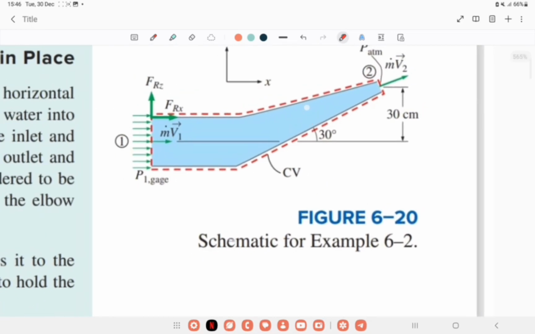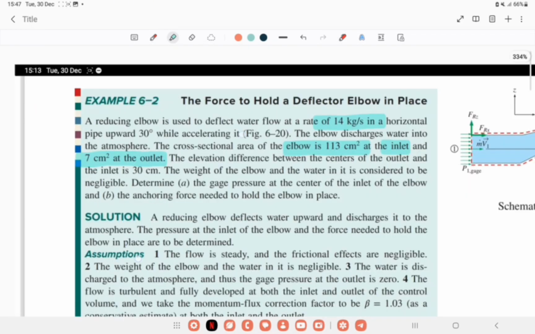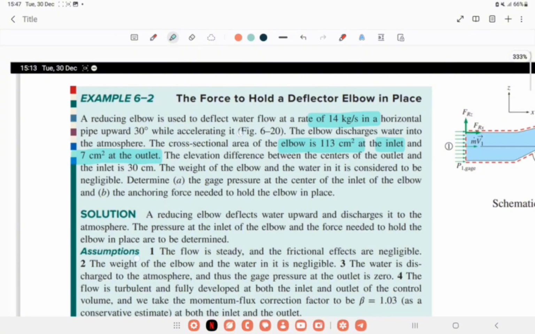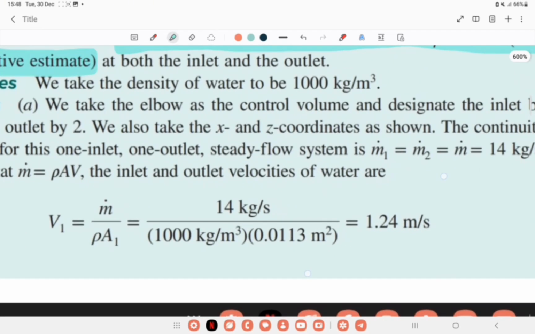30 degrees. The data given: the mass flow rate of the water is 14 kg per second. The inlet cross-sectional area is 130 square centimeters and the outlet cross-sectional area is 7 square centimeters. For the inlet and outlet cross-sectional areas, we use A1 and A2. And then we move to how to find the velocities.